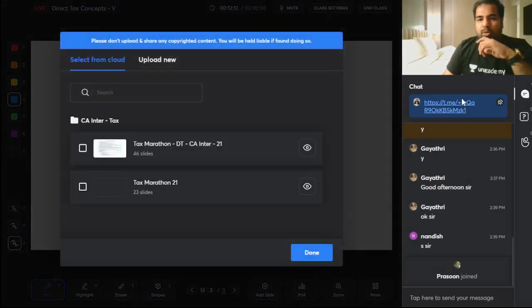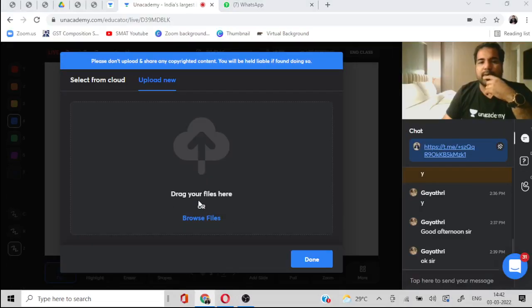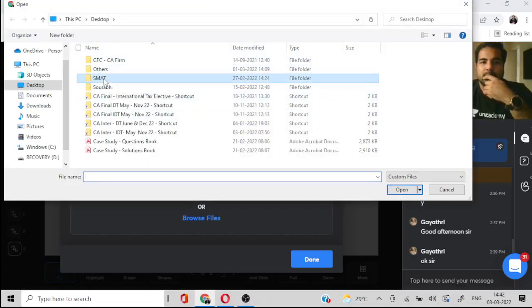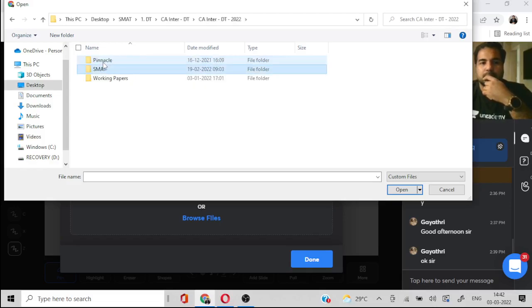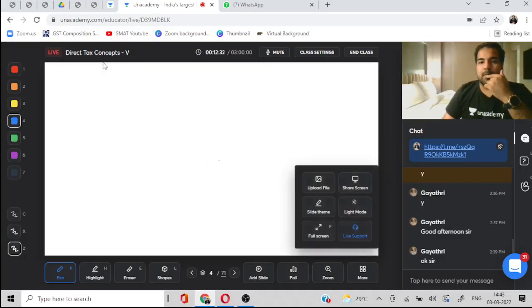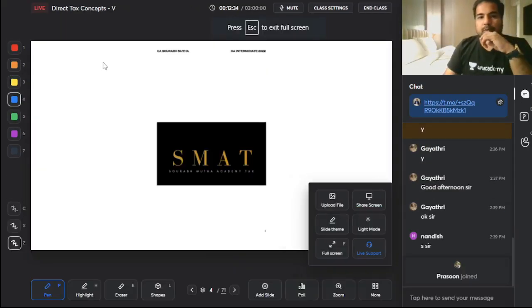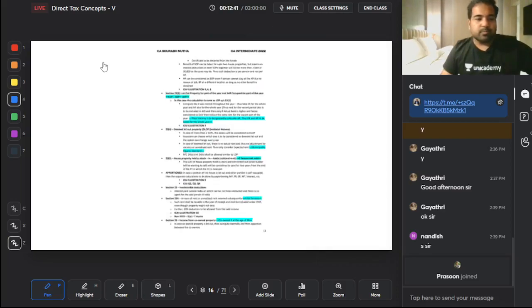I'm just going to upload the QuickBook very quickly so that we can go through the QuickBook also directly. Here it is. Here is the QuickBook, and in QuickBook we are looking at a chapter called capital gain.